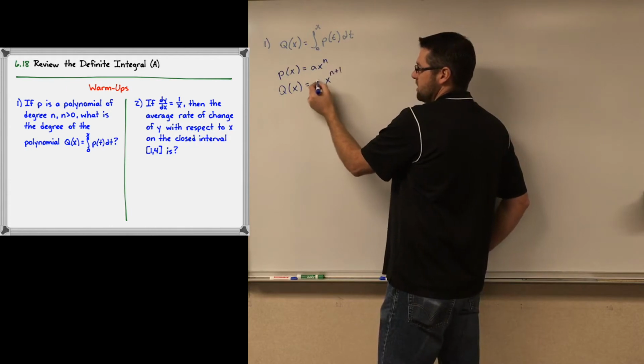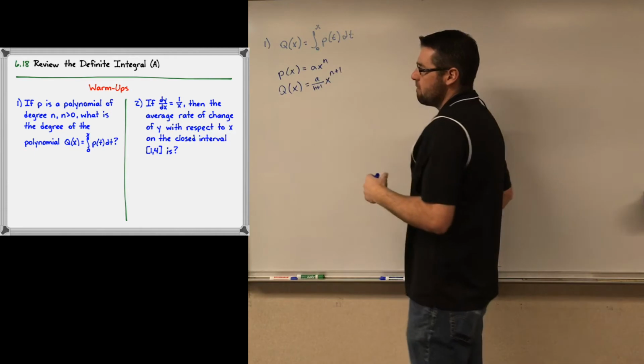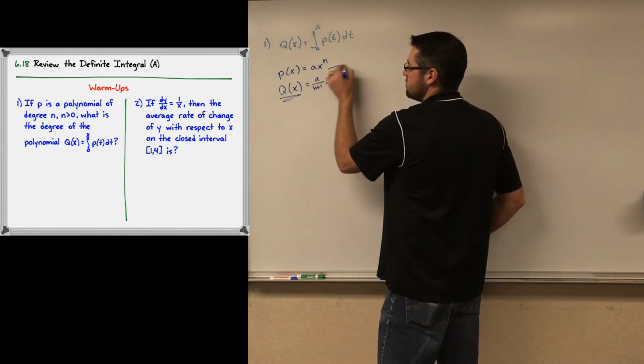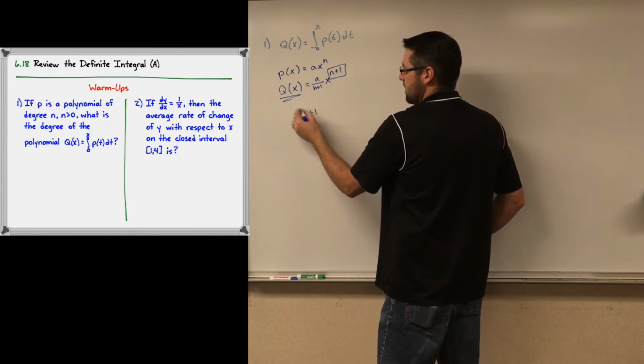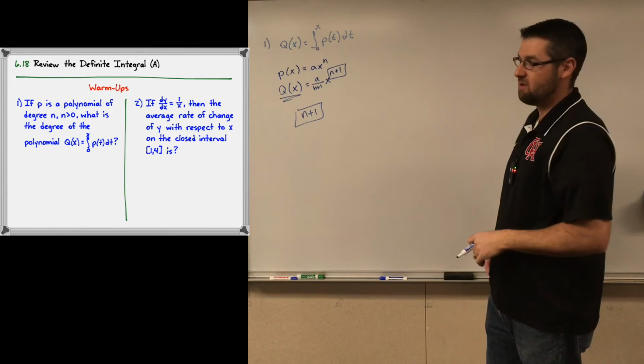And it doesn't matter what that something is. If you're going to figure it out, it'd be a over n plus 1. But that's not the question. It says what degree of polynomial. So the degree of q of x is just n plus 1. It's got an n plus 1 degree because its derivative has a degree of n.